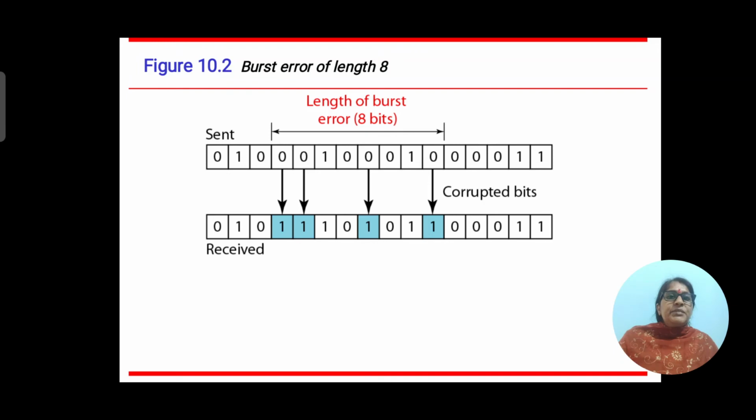This is nothing but the length of the burst error, that is 8 bits, which we call corrupted bits. The corrupted bits are 0 0 changed to 1 1, and 0 is also changed to 1. Again, the last 0 is changed to 1. So this is nothing but a burst error of length 8.